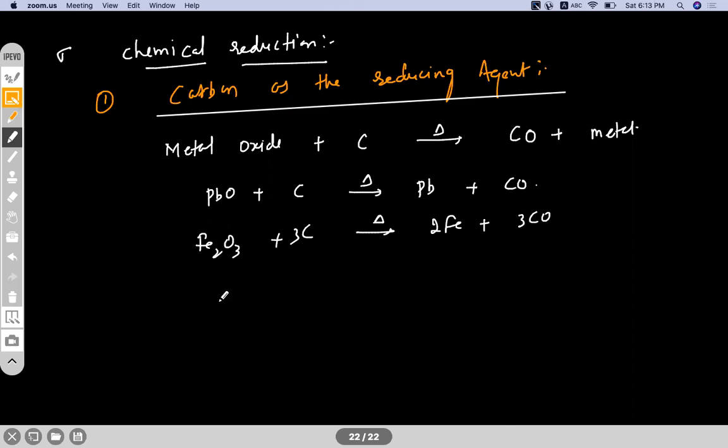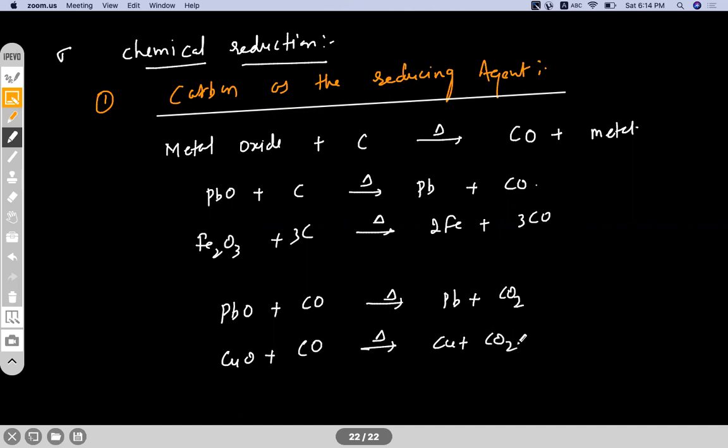Apart from this, we can also use carbon monoxide as a reducing agent. So PbO plus CO gives Pb plus CO2. Carbon monoxide is a reducing agent because it eliminates oxygen from the oxide. Similarly it forms Cu plus CO2. Copy this down.